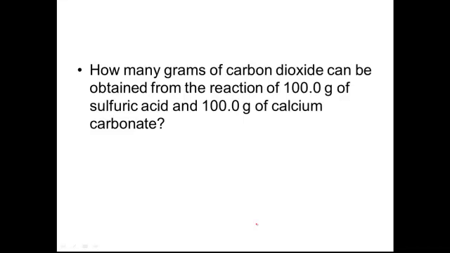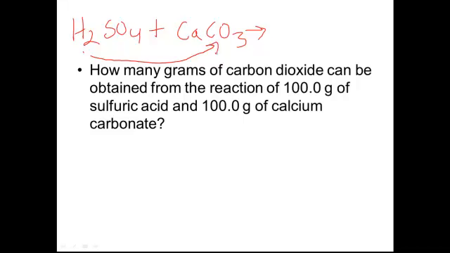So we've got sulfuric acid, H2SO4, and we've got calcium carbonate, CaCO3. Now this looks like a double replacement reaction. It looks like the H2 is going to go with the CO3 and the calcium is going to go with the sulfate. So when the calcium goes with the sulfate, calcium is +2, sulfate's -2, so it's just CaSO4.